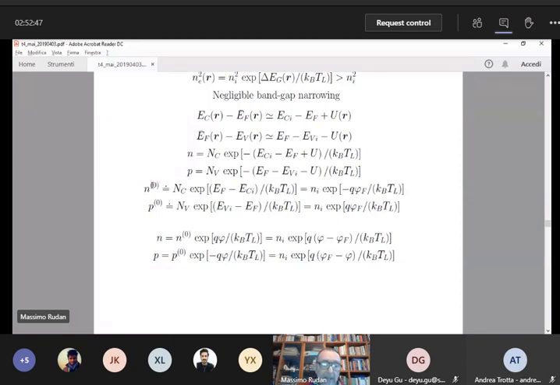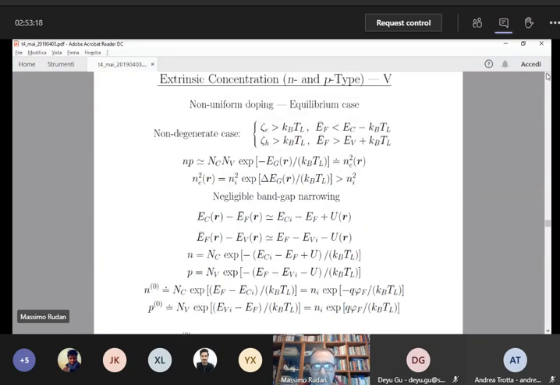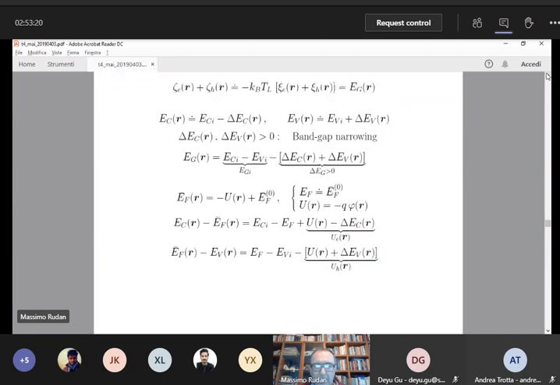Now, you can use the expression of N up 0 and P up 0 in the general expressions of N and P. Okay? And you also remember that U, that is the electrostatic energy, is equal to minus Q phi. You remember at some point in a previous slide, we found this equality, this one.